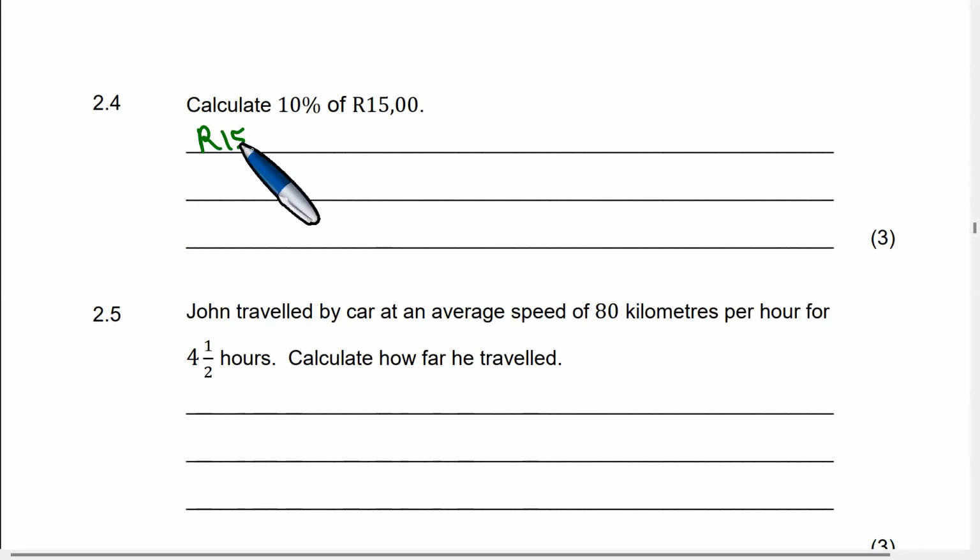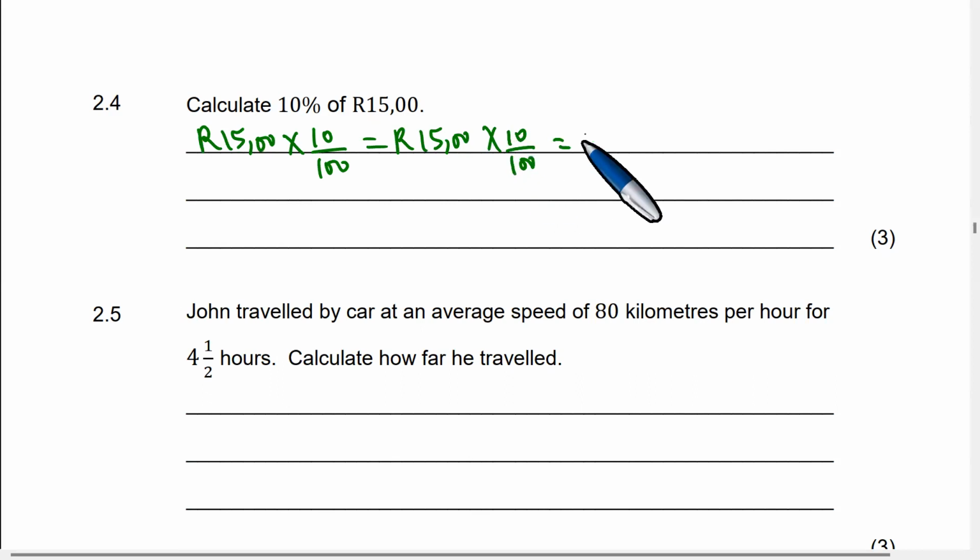Okay, so you take 15 Rand times 10%. 10% is 10 over 100. Percent means over 100. There are many ways to do this. Like you can say 15 times 10. What is 15 times 10? It's 150. Then you divide by 100. It's the easiest one.